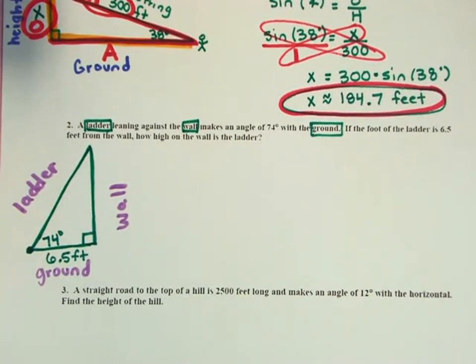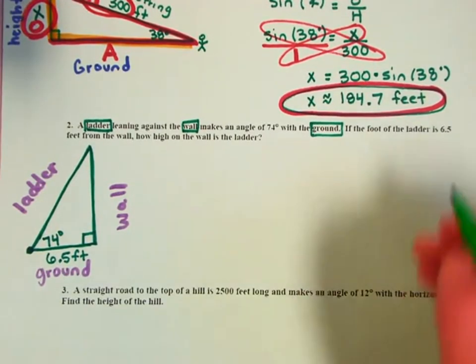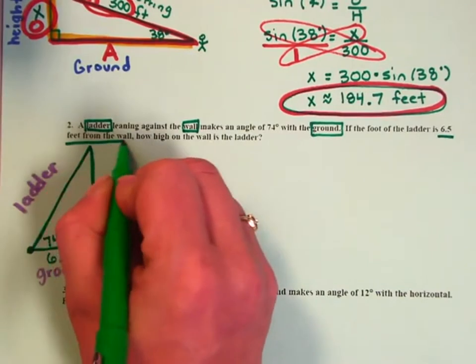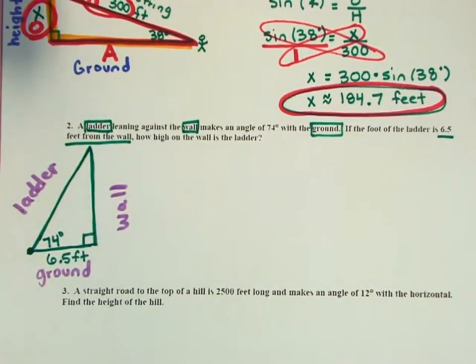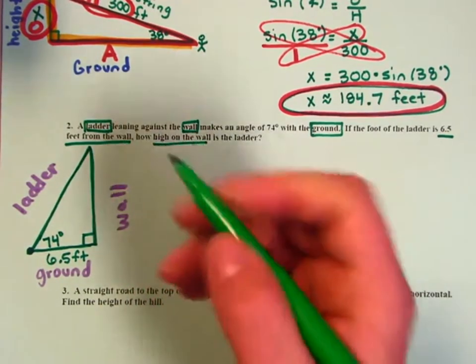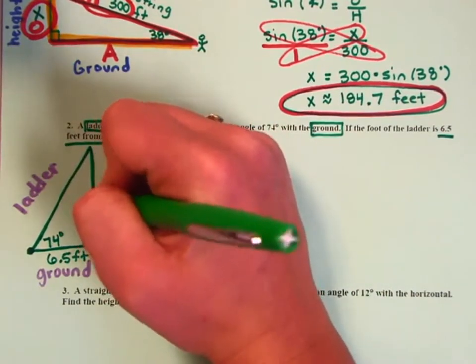Read the problem carefully. How high on the wall is the ladder? So which side are we trying to find? The hypotenuse. Are we trying to find the ladder or the wall? It says how high on the wall? The wall. Oh. The wall. We're trying to find the wall.